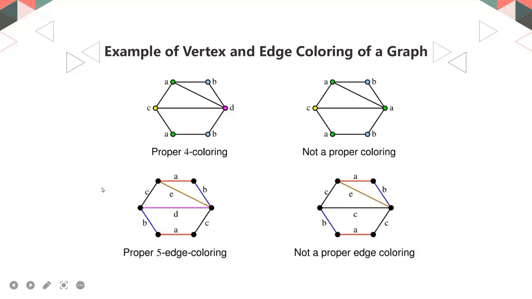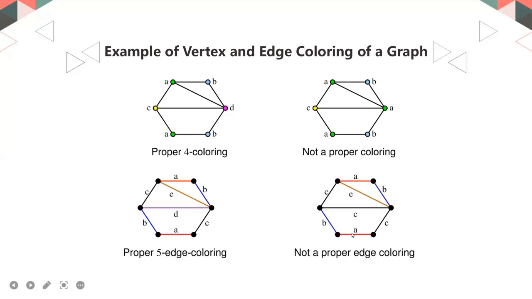So for the edge coloring of a graph, in this first example for the edge coloring, there are 6 vertices, 1, 2, 3, 4, 5, 6, and there are 8 edges. So this graph is an example of a proper 5 edge coloring. Why? Because 1, 2, 3, 4, 5. Since there are only 5 different colors, this is a proper 5 edge coloring.